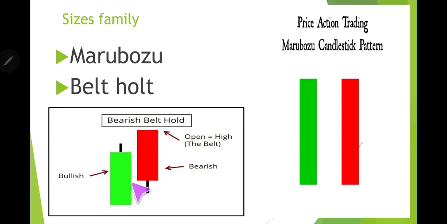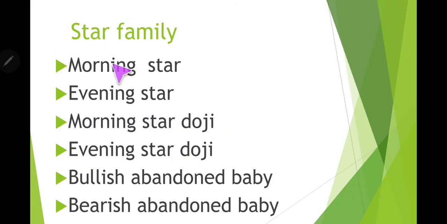And then the belt hold. The belt hold is almost similar to the Marubozus, but the exception is that it does not have the lower shadow, it only has a small upper shadow like this. This is a bullish belt hold, and then this is a bearish belt hold. You can see that it does not have any upper shadow there, but it has got a small lower shadow there. Belt hold.